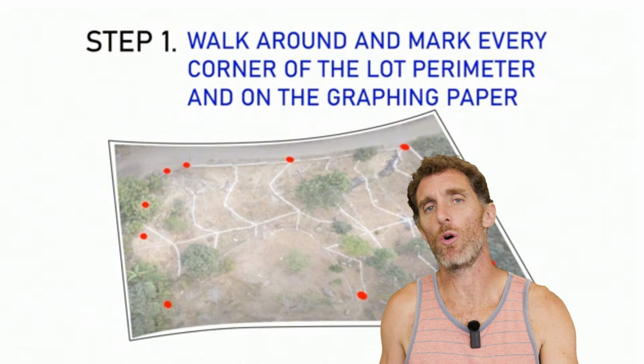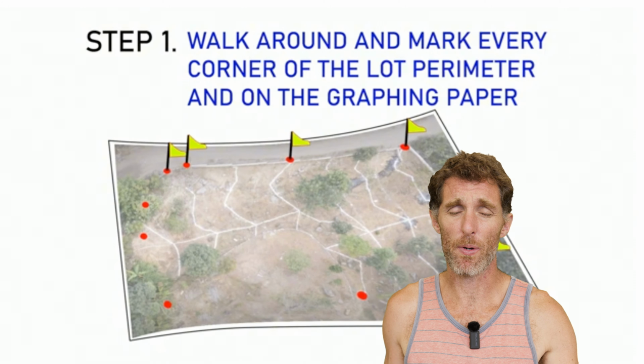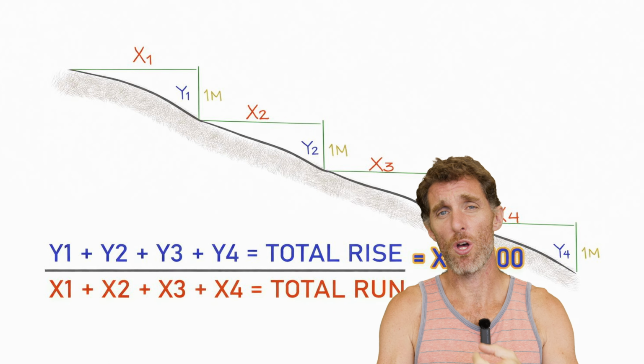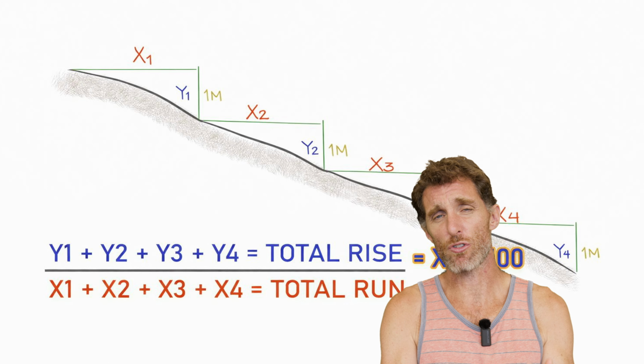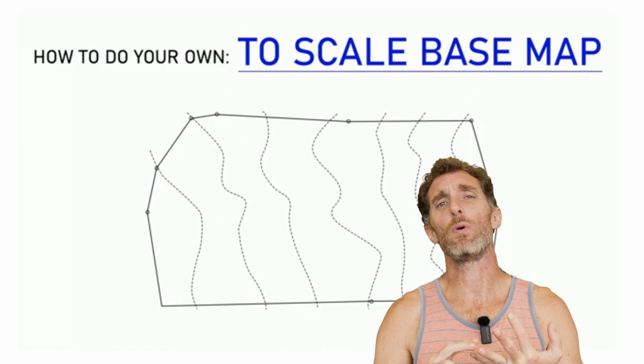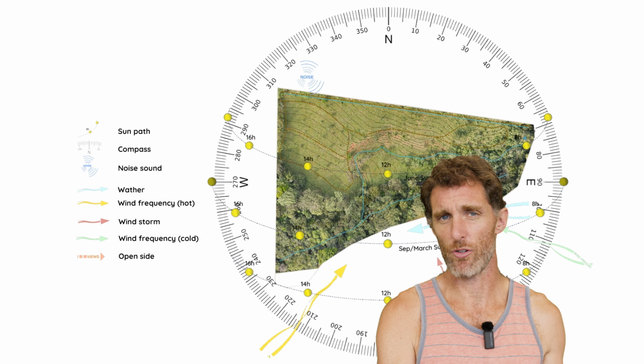So what we're going to cover now is how to make an exact to-scale base map that gives us our percentage slope across the whole land and across specific points, gives us our contour lines, and that can be used to create a full sector analysis, which we're going to go into after this.